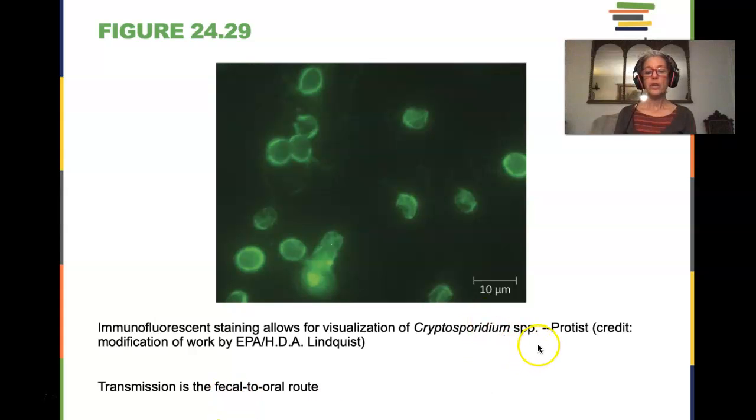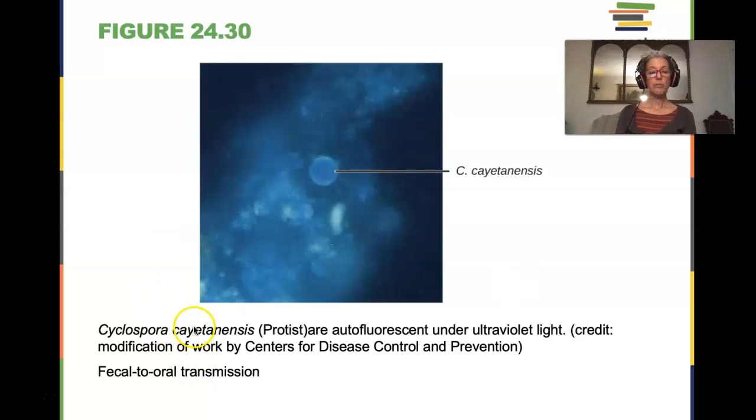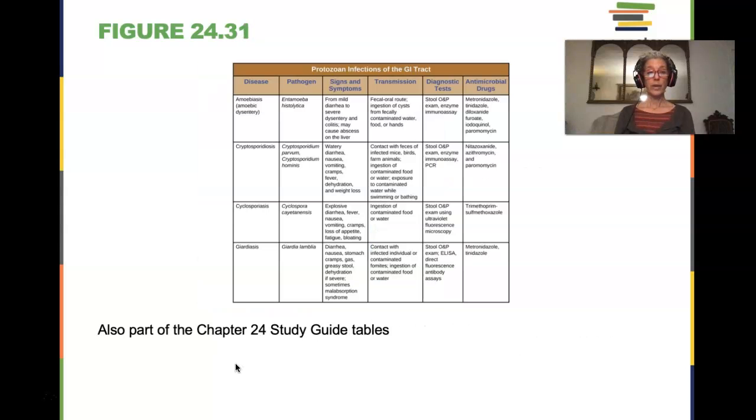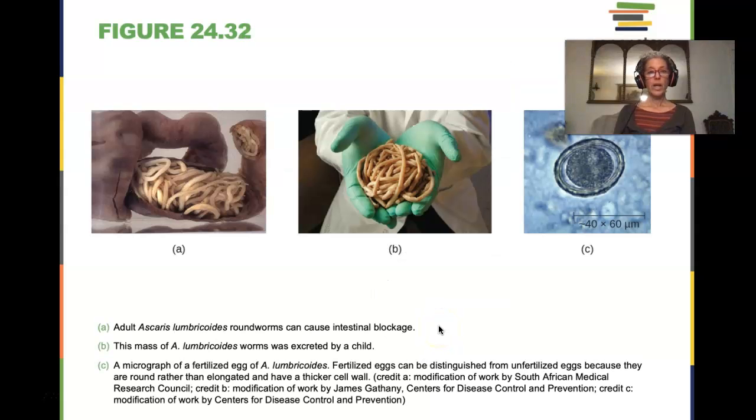Cryptosporidium is a protist. That means it is a single-celled eukaryotic microbe with transmission the fecal to oral route. It is a very large cell. We see the size band here is 10 microns. Cyclospora is also a protist. It also has fecal to oral transmission. So both of these protists are transmitted by contaminated water. Also part of the study guide tables.